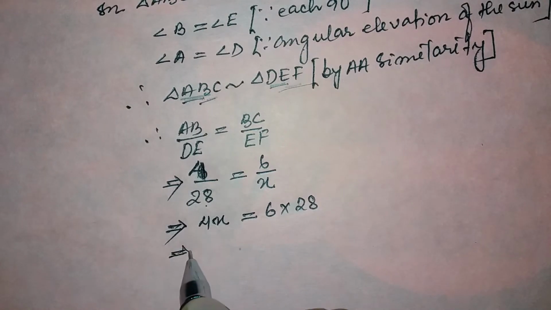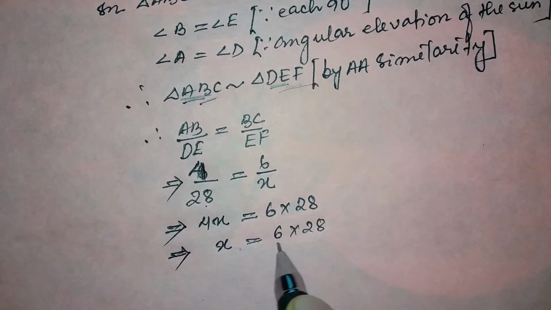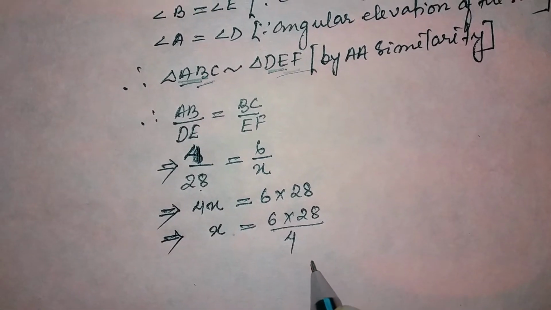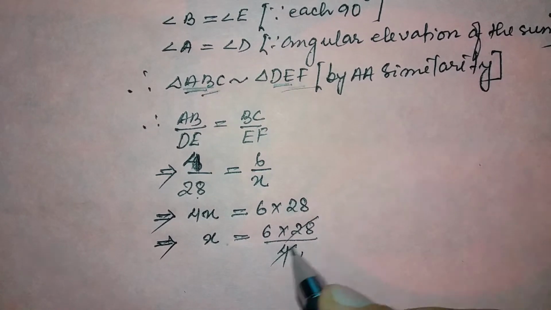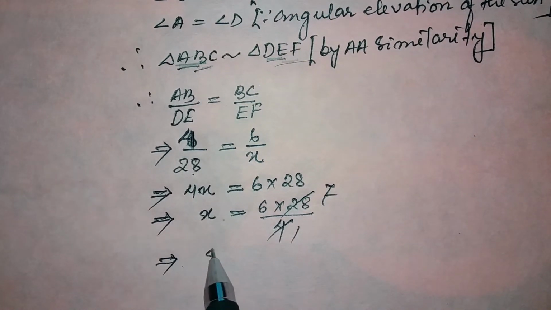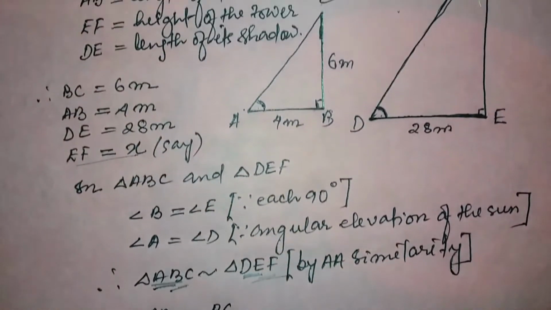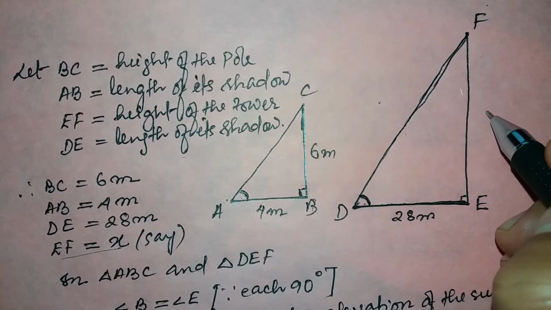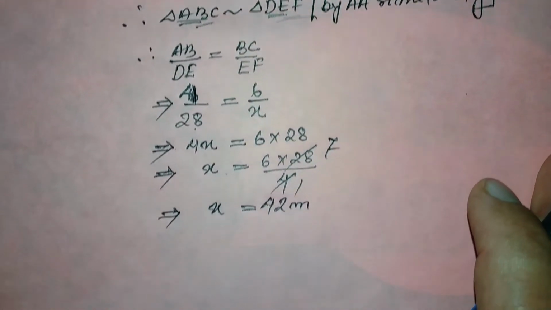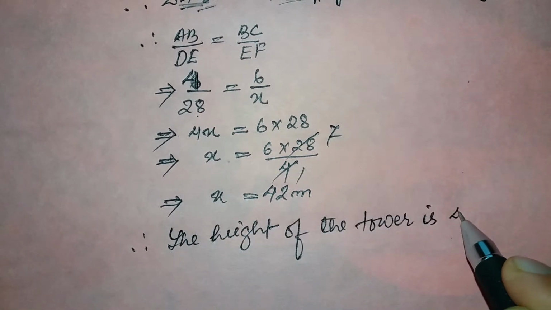and here, dividing both sides by 4, 6 into 28 by 4. Now let's cut this. 4 ones are 4, 4 sevens are 28. Now what we got here is x is equal to 6 sevens are 42 meter. So the height of this tower is 42 meter. So you have to say here, therefore the height of the tower is 42 meter.